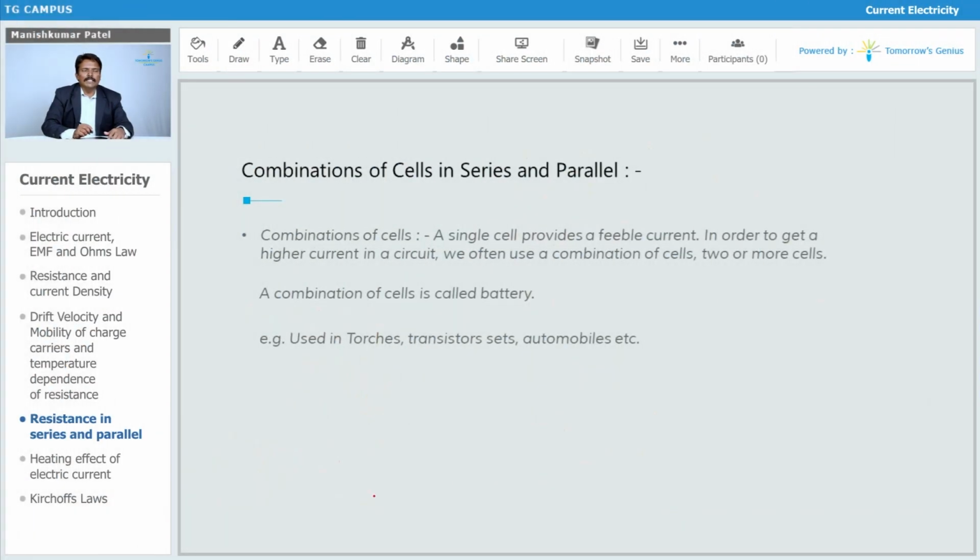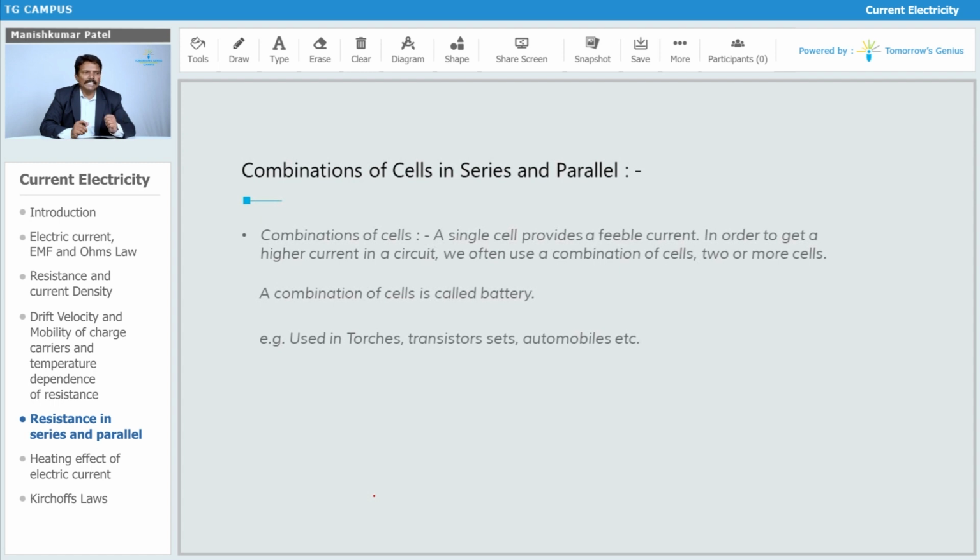So now let's see the next thing: what is the combination of cells in series and parallel? For the combination of cells, a single cell doesn't provide the required current according to your application. So we need more current. When you need a higher current, we use a combination of cells. There are different combinations of cells.